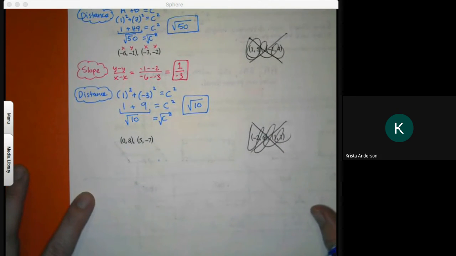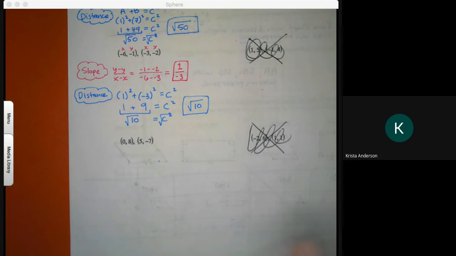Last one. Do you think you can do it on your own? Try it on your own. I'm going to freeze it. And I'm going to do it too, and then we'll compare our answers. Don't reduce your fraction on this one. Don't reduce the fraction.